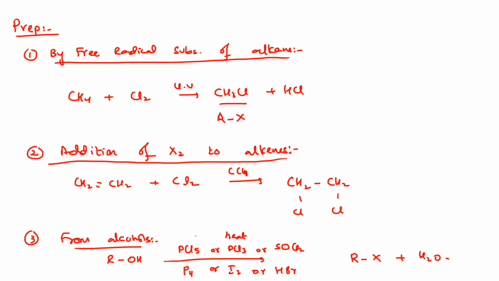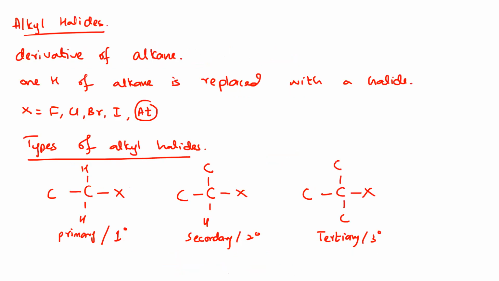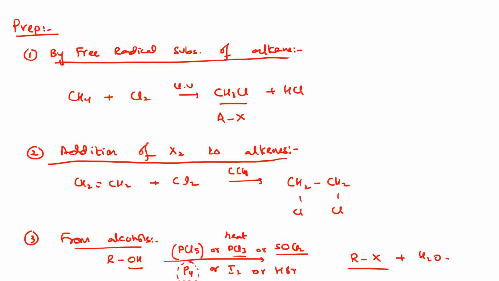So if we are reacting it with PCl5, obviously this would be an alkyl chloride. PCl3 gives alkyl chloride, SOCl2 gives alkyl chloride. Then if we talk about iodine, it is alkyl iodide, and if we talk about bromine, then alkyl bromide. This phosphorus here is only there to eliminate this OH. So that's how we discuss the preparation of alkyl halides. That was what an alkyl halide is, and that's how we prepare it.